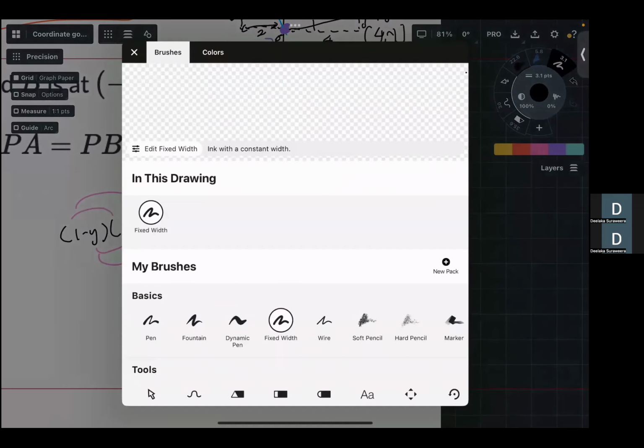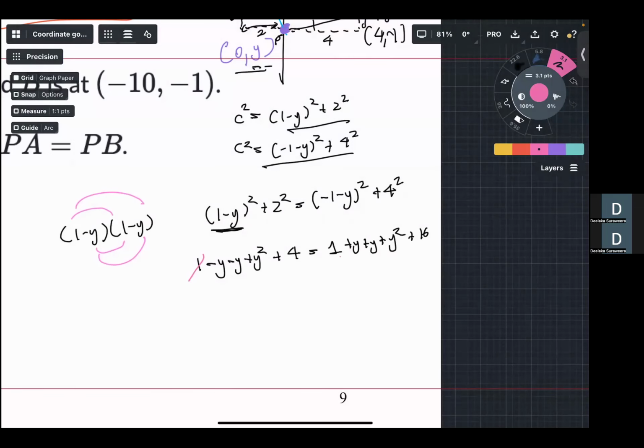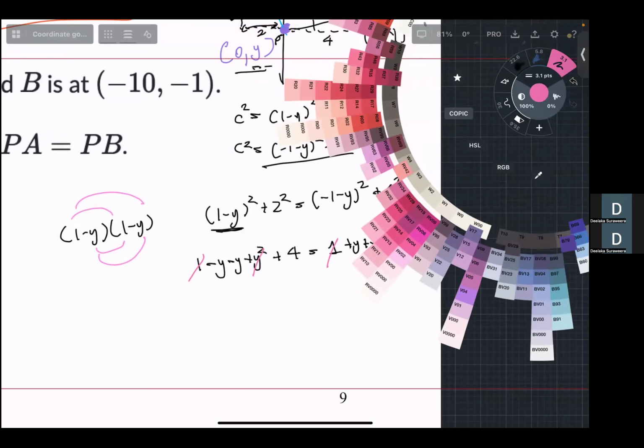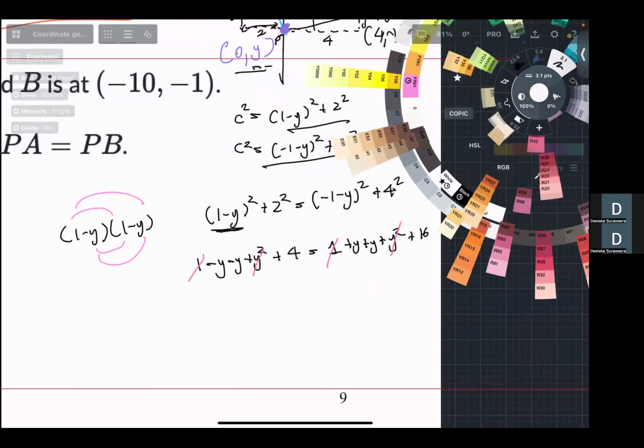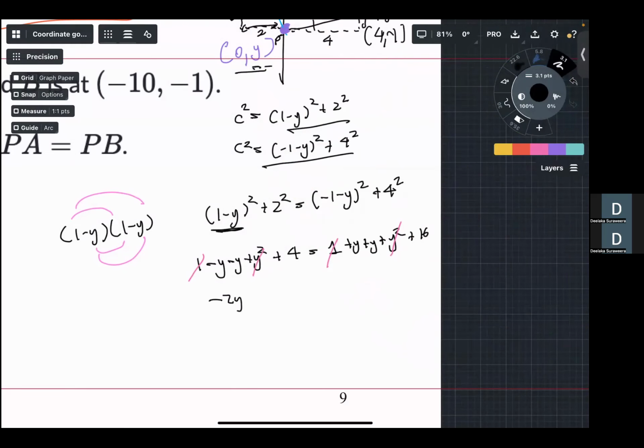There's a lot of things that cancel here. 1 on both sides, they go away. y squared on both sides, they go away. And so the rest just gives 16. Oh no, the negative 2y and positive 2y don't cancel. Negative 2y plus 4 is 2y plus 16.